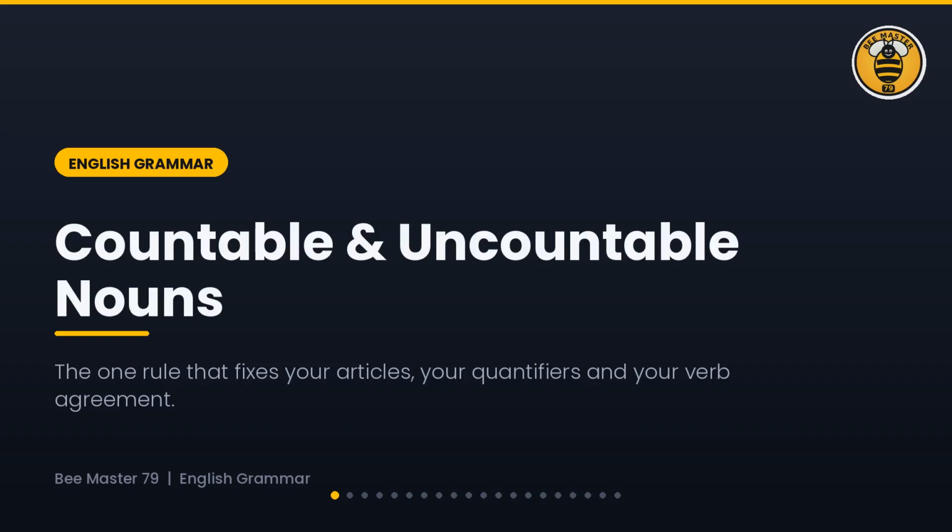Welcome to Master 79. In this lesson we are going to master one of the most useful ideas in the whole of English grammar: countable and uncountable nouns. When you get this right, three other things suddenly become easy. Your articles a and the, your quantifiers much and many, few and little, and your verb agreement. So let us begin.